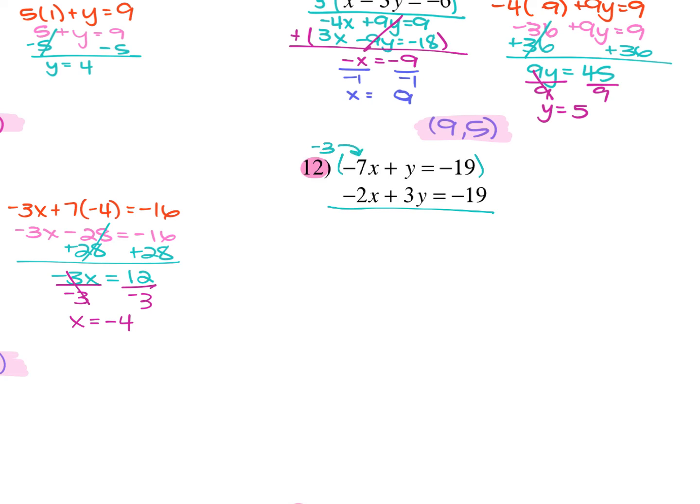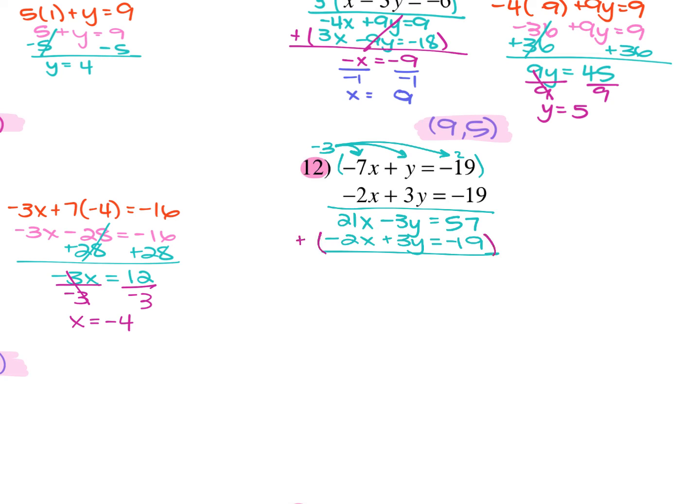So the negative 3 times negative 7x is 21x. The negative 3 times y is negative 3y. The negative 3 times negative 19 is going to give us a positive. 3 times 9 is 27. The 3 times 1 plus 2 is 5, so that's 57. The negative 2x plus 3y is equal to negative 19 goes right underneath that, and we add the 2.